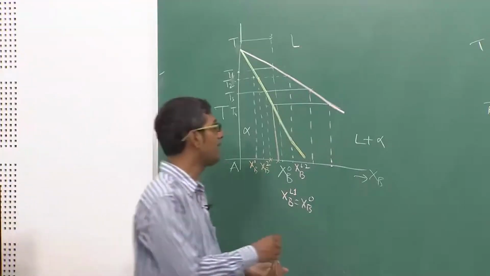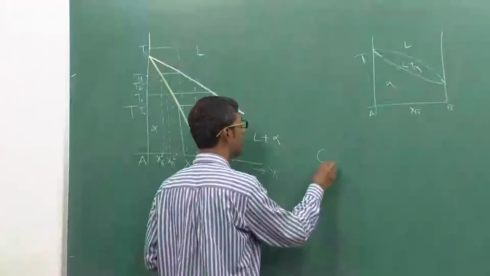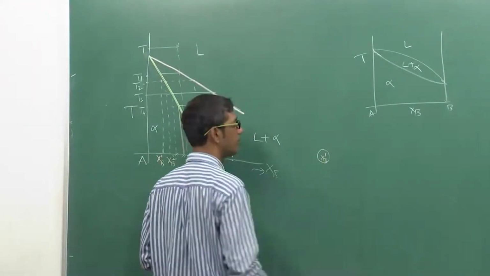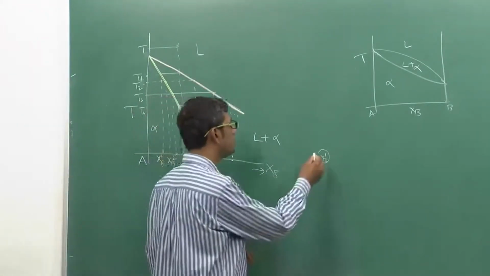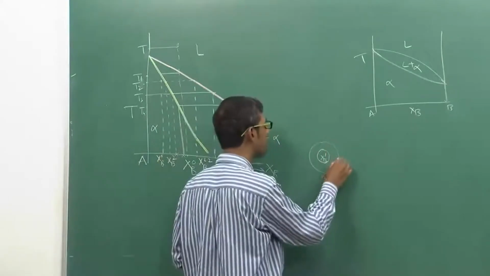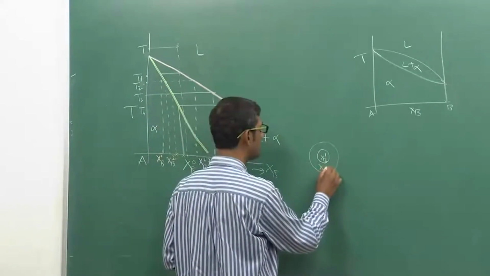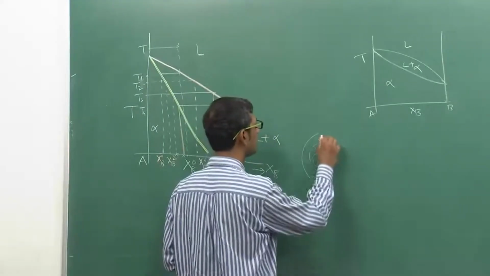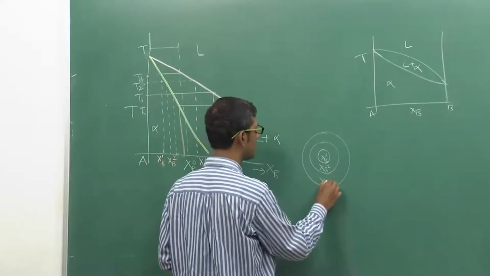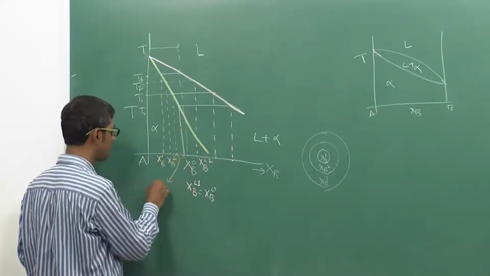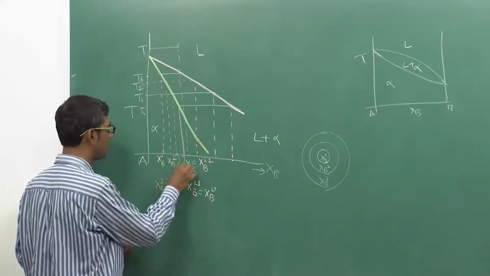To give an idea, let us suppose at T1 I have a solid which is formed. This solid has a composition of Xb1. At T2 another solid is formed. It will obviously form on the surface of this first one, and has a composition of Xb2. At T3 it has a composition of Xb3, suppose. Xb3 is here, and this is Xb4.